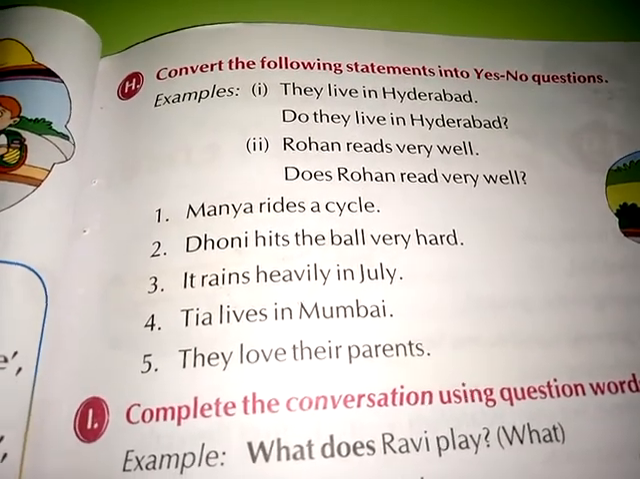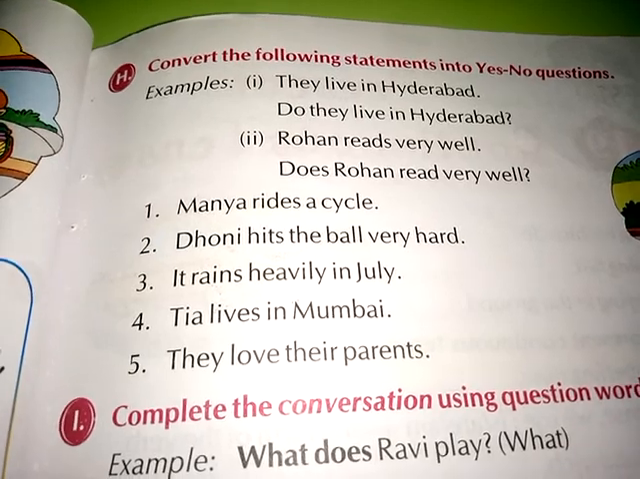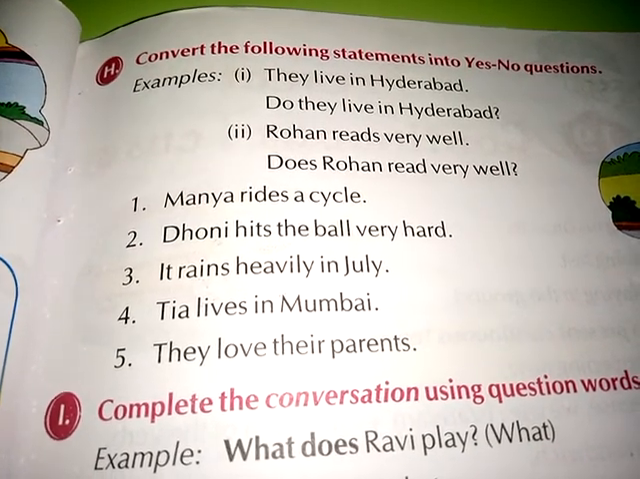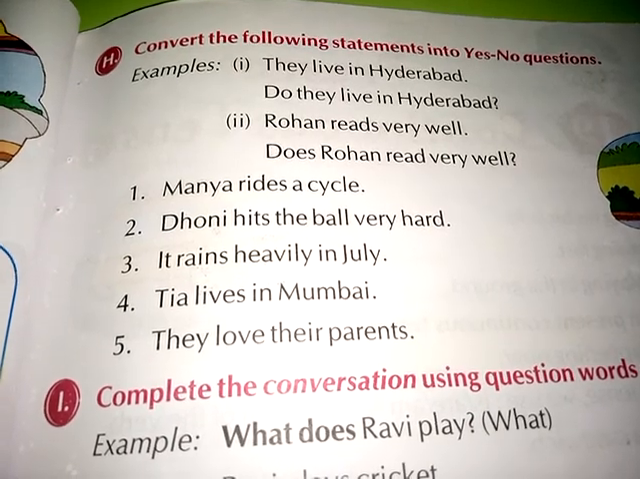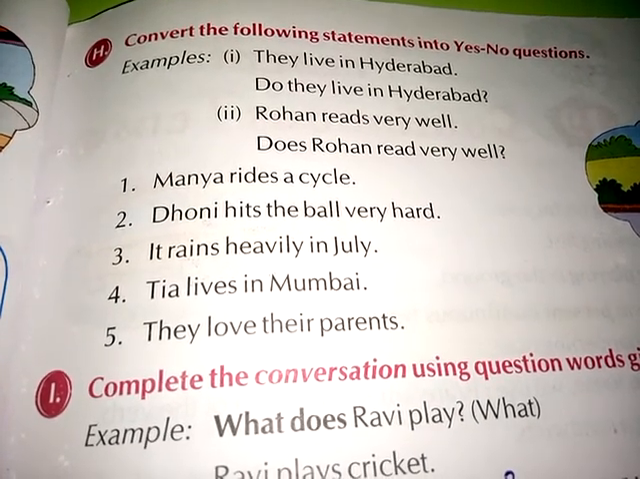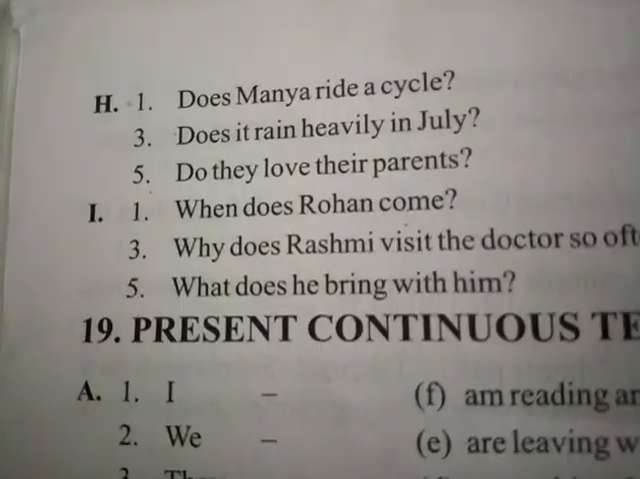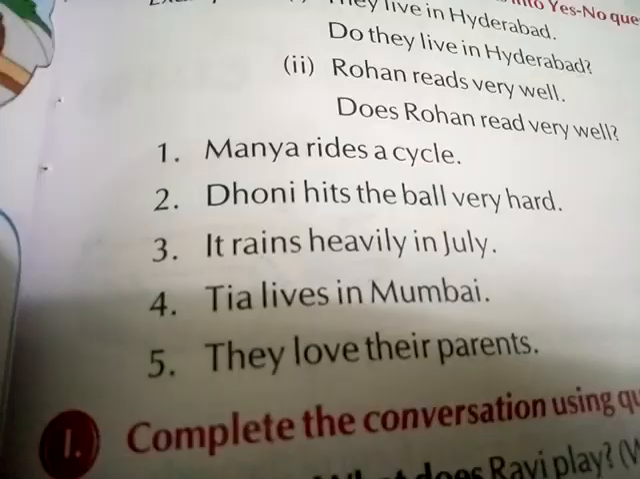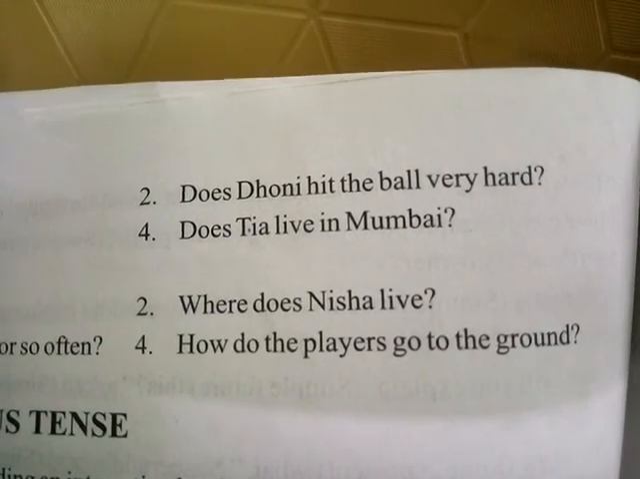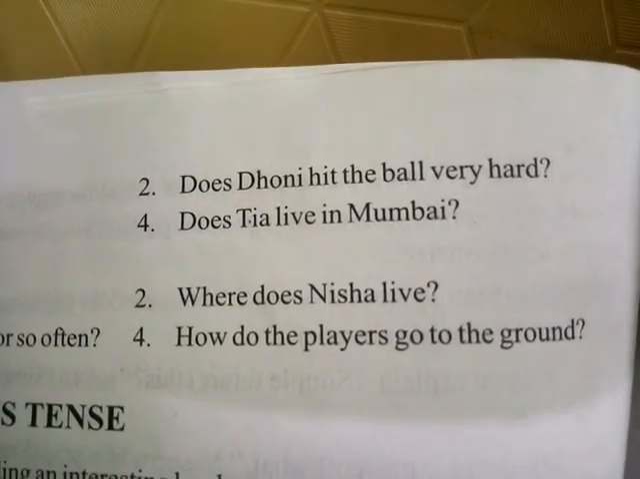Okay. H number, convert the following statements into yes or no questions. For example, first, they live in Hyderabad. Do they live in Hyderabad? Second number, Rohan reads very well. Does Rohan read very well? First number, Manya rides a cycle. First number answer, does Manya ride a cycle? Second number, Dhoni hits the ball very hard. Second number answer, does Dhoni hit the ball very hard?